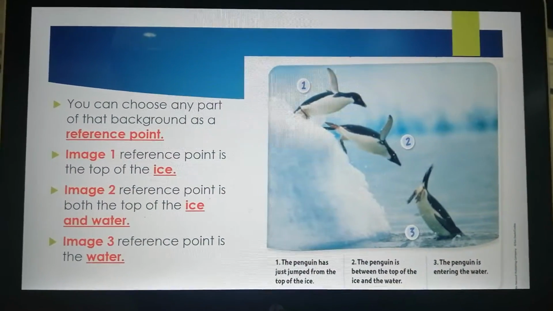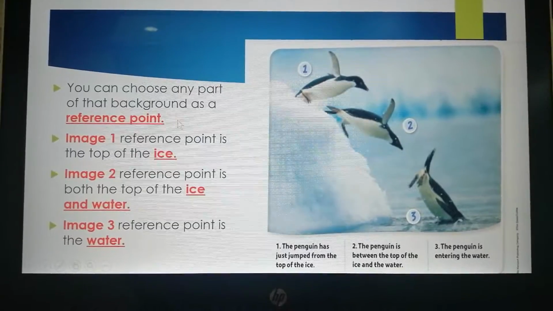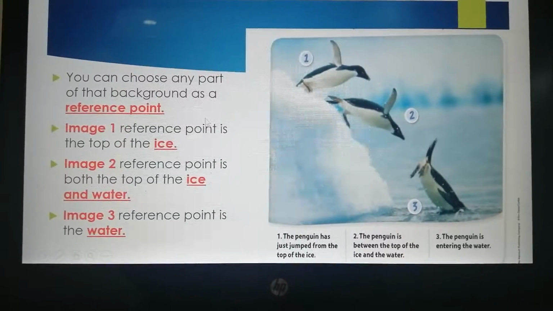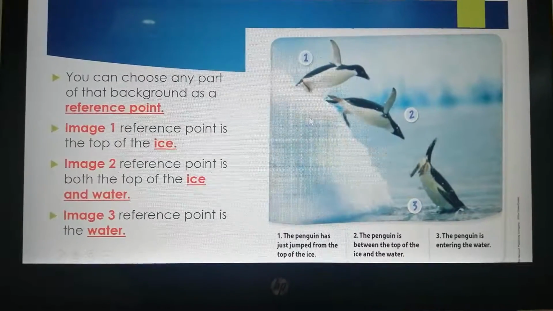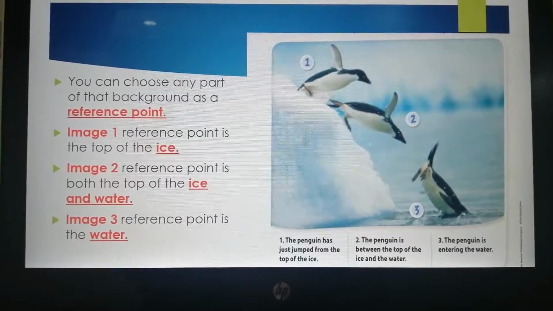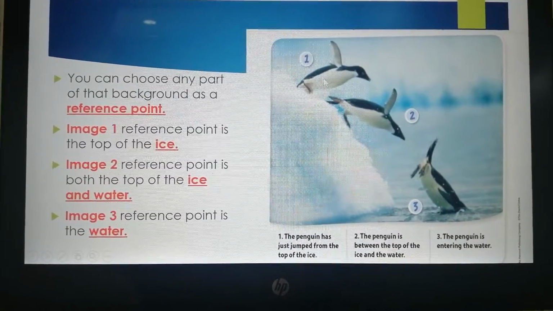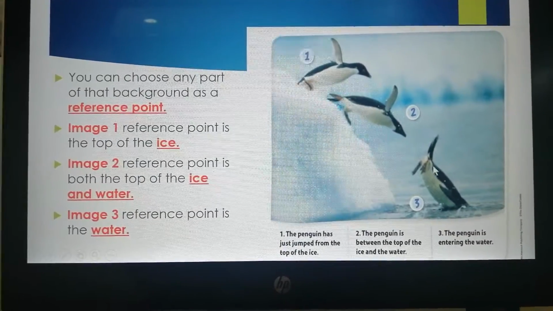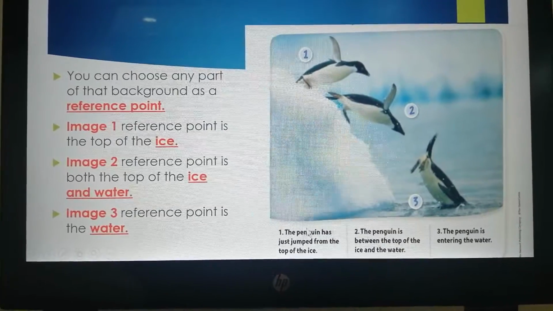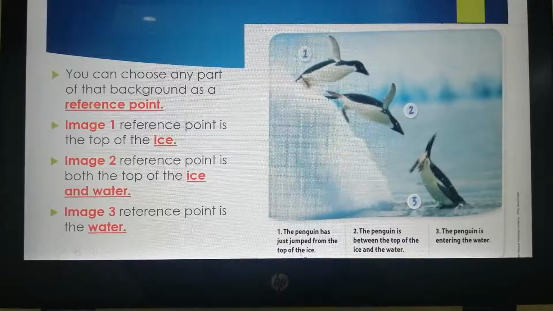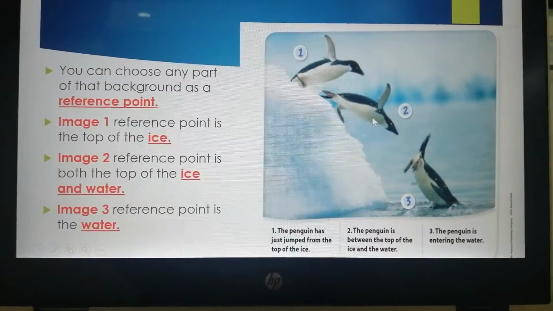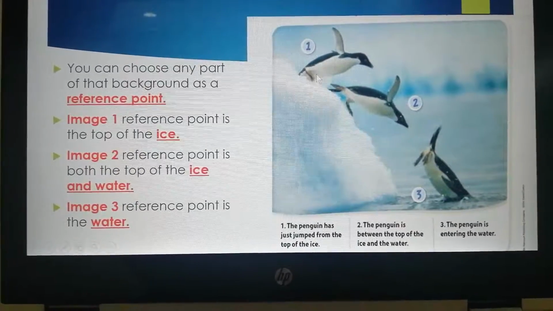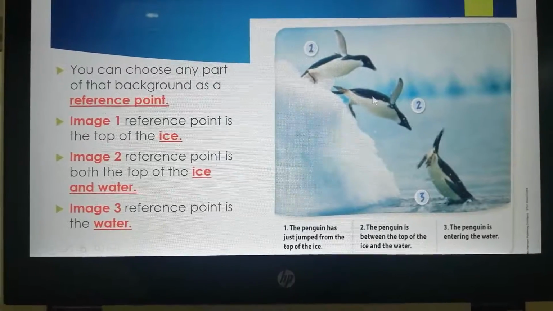Okay, so then we have something called a reference point. As you remember, you can choose any reference point. What is the reference point? It is the point that we relate to, or the second object that we relate our object to. For example, here in the picture, let us divide it into three images. Image 1, image 2, and image 3. In image 1, the penguin has jumped from the top of the ice. He is jumping. These are not 3 penguins. It is only 1 penguin moving from the top of the ice till the water.